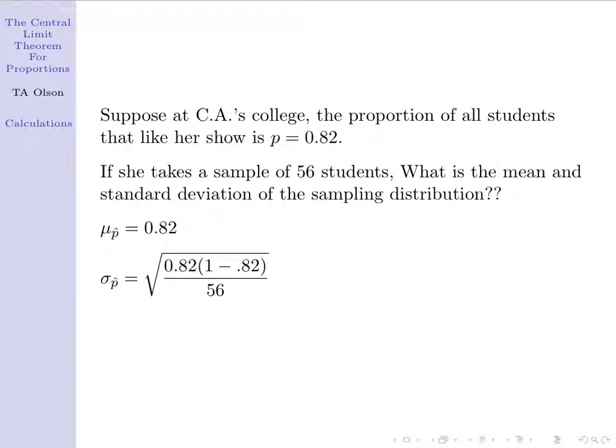Our standard deviation of our sampling distribution is the square root of 0.82 times 1 minus 0.82, that's our 0.18, divided by 56, and that is, to 4 decimals, 0.0513. Our standard deviation comes out to be a little more than 5%. We'll use these to do our calculations on our normal model on the next step.